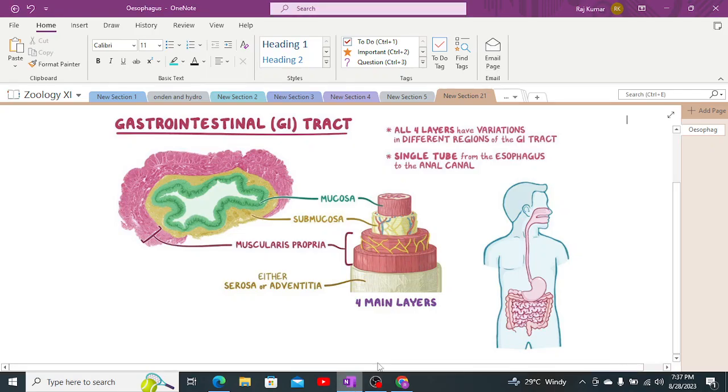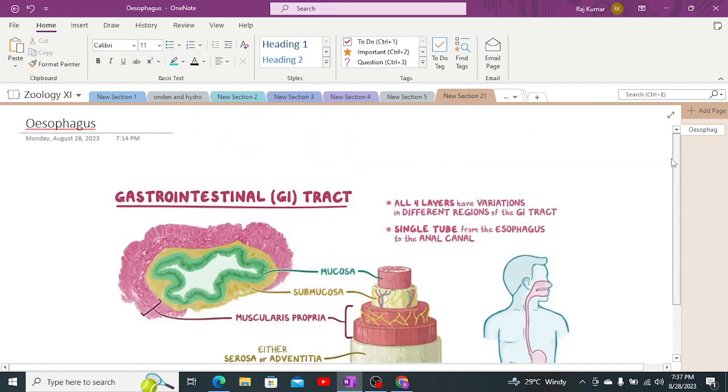So today we are going to discuss the esophagus, second part. In this part, we are going to discuss first of all the upper esophageal sphincter and lower esophageal sphincter. What is the upper esophageal sphincter?